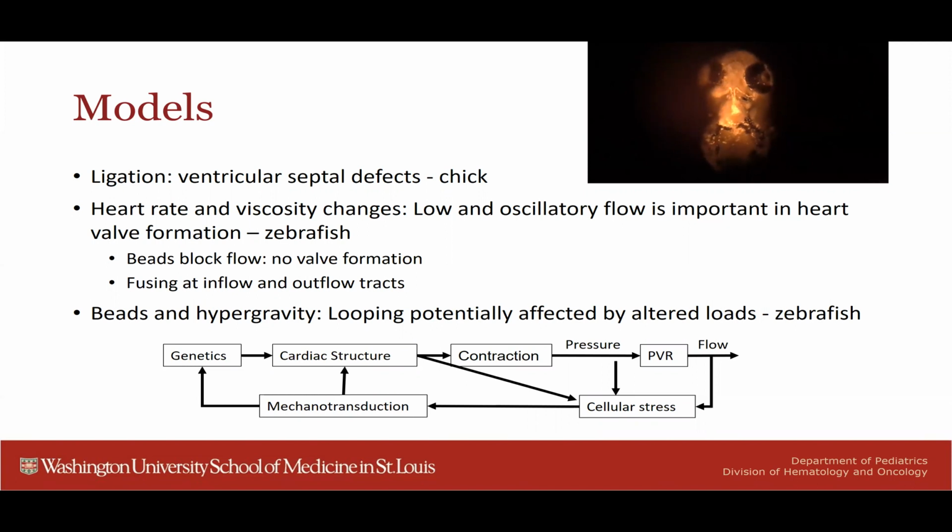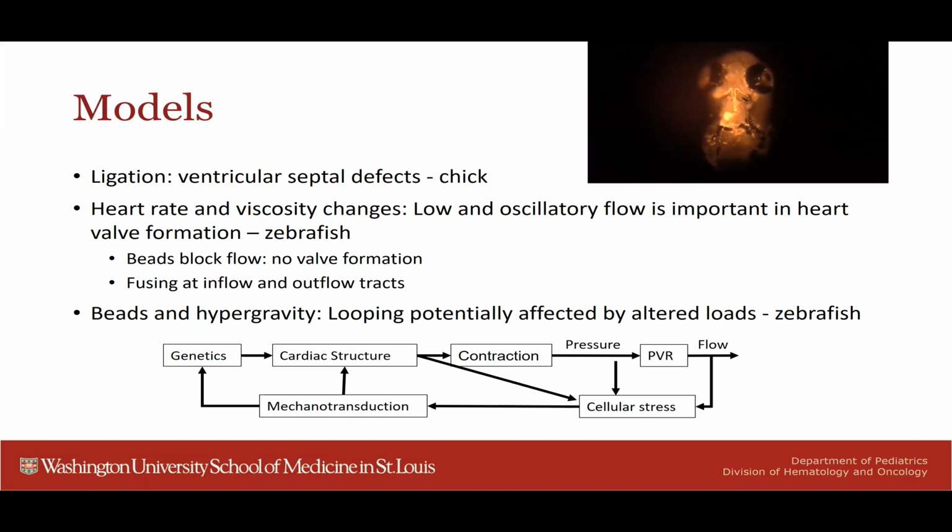So the classic example is ligation in the chick. If you basically block the aorta, you'll see ventricular septal defects, much like you would see in a human after progression of certain disease. Also, what's been found is that heart valves, at least in the zebrafish, appear to depend highly on the flow environment. So in zebrafish, before the valves form, you have this low and oscillatory flow that must be there in order for the valves to form. And if that's removed by adjusting viscosity or changing the heart rate, you actually see perturbed valve formation. So these mechanics are really playing this fundamental role in heart development.